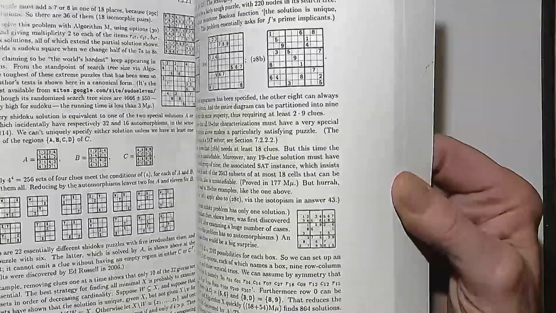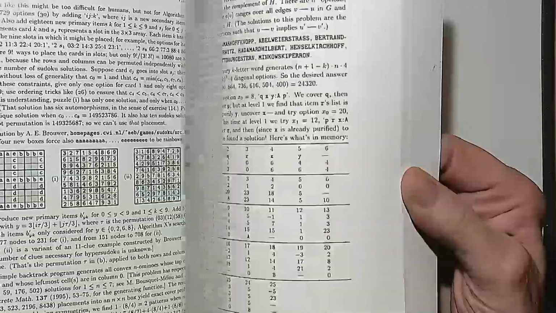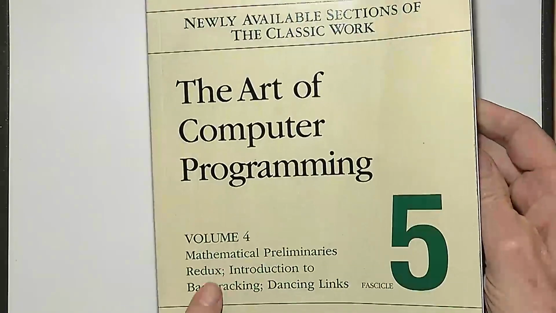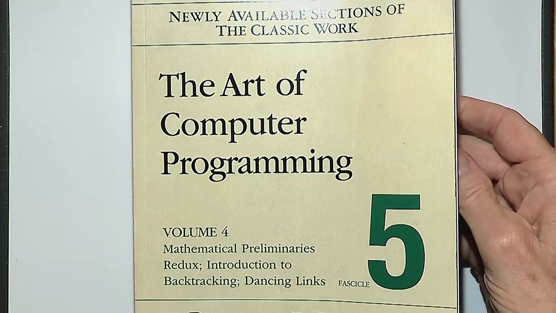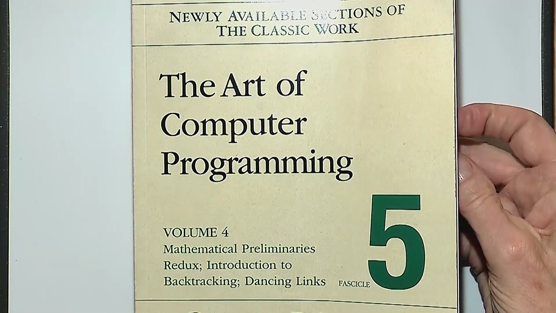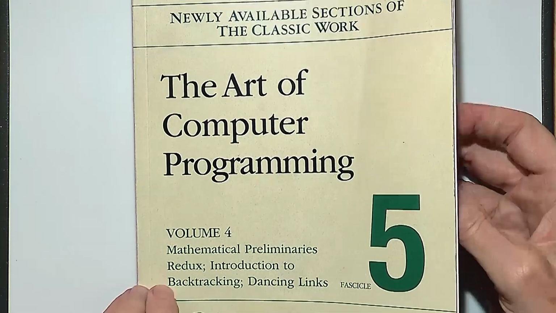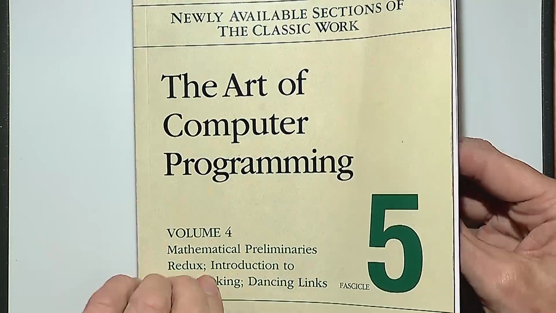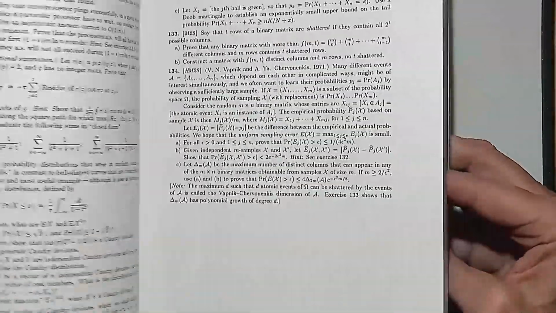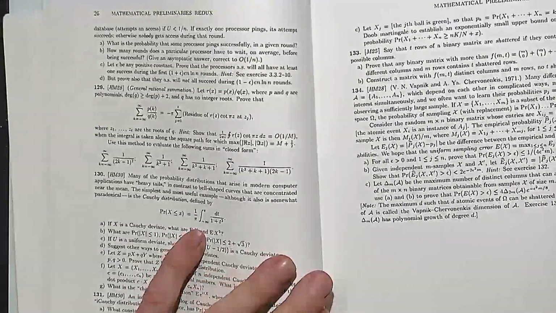But anyway, it also starts out with about 25 pages of what's called Mathematical Preliminaries Redux. This means I wrote the first mathematical preliminaries section in the 60s, and a lot of mathematics has been discovered since then. And so now I need to update that. So it starts out talking about math. In fact, pi is used in a mathematical sense here, for example in the Cauchy distribution and things like that.